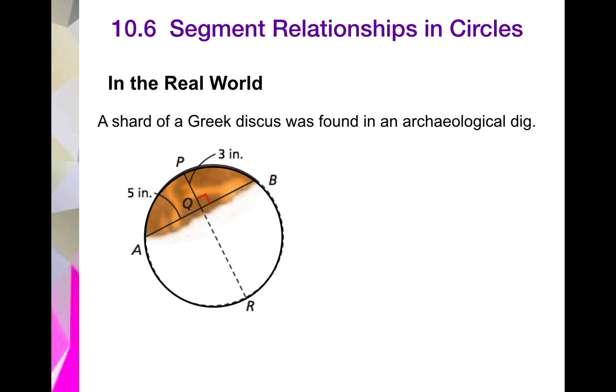So let's just take this shard of Greek discus that was found when they were digging in the ground, and all they have left is this piece here, but they've taken a measure of it. This is the outside here, and from here to here they've measured, and they found that this is 5 inches halfway across, and then at the halfway point they go up and it's 3 inches. But they want to find out what was the original size of this, what was the diameter, PR. So we're going to take a look at that.